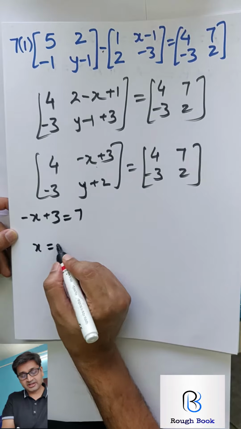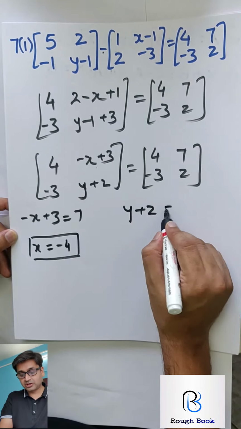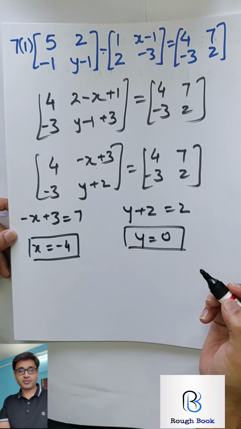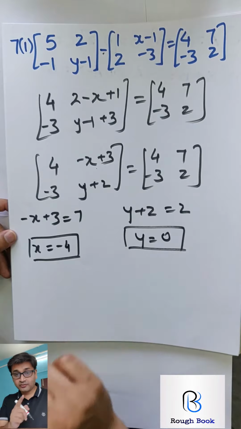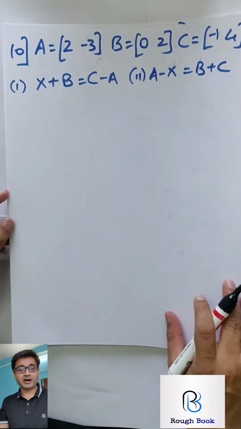X goes on the other side. I get x as minus 4. Y plus 2 equals 2. 2 goes on the other side. Y becomes 0. How many got both of these correct? Without copying. Brilliant. Pat yourself. Ask someone to pat for you.